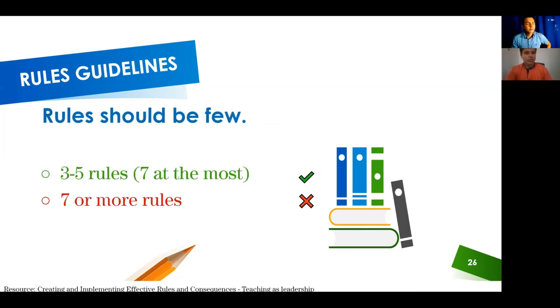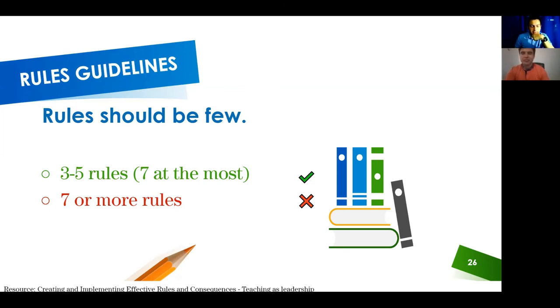And the last one, rules should be few. According to Teaching as Leadership, they say that it should be between 3 to 5 rules. I would say 7 at the most are okay, but no more than that, because then it's complicated for students to learn them and to follow them. So yeah, you are right.